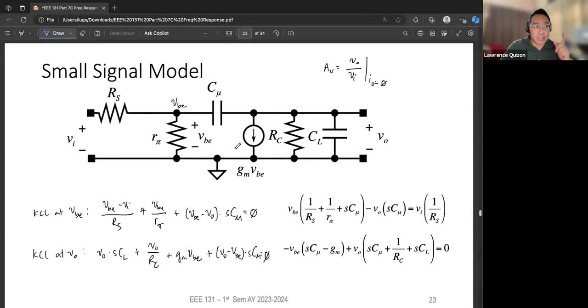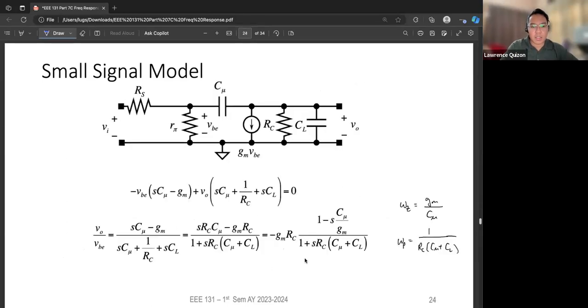To derive it, it's actually pretty long, no? But okay, you can start with deriving VBE, no? So you KCL at VBE and you KCL at V out, and you get two equations from that. Then we solve for V out from VBE, so we isolate this right here.